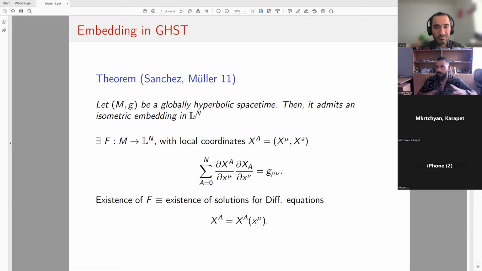So let's say you take de Sitter and you can embed this into higher dimensional Minkowski, or you take an FRW spacetime or some Bianchi spacetime, and you can embed this into higher dimensional Minkowski. What does isometric embedding mean? Basically, it means there exists a function f where this set of differential equations can be solved.